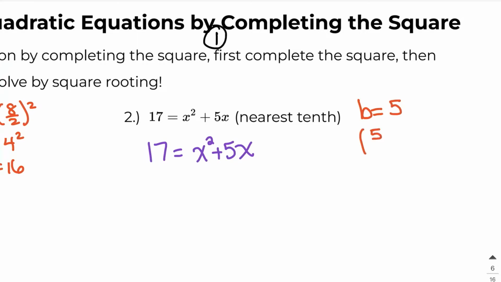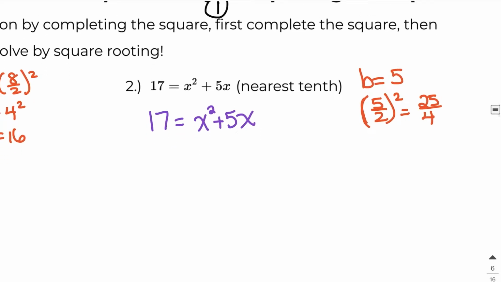I'm going to take 5, divide it by 2, and square it. Now, 5 cannot be divided by 2 evenly, so I'm just going to go ahead and go straight to squaring it. So 5 squared is 25, and 2 squared is 4. So here, I'm going to write down 17 equals x squared plus 5x, and then I'm going to write down plus 25 over 4, and then I'm going to take away that 25 over 4.